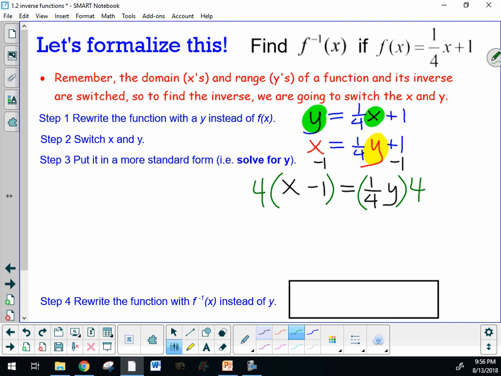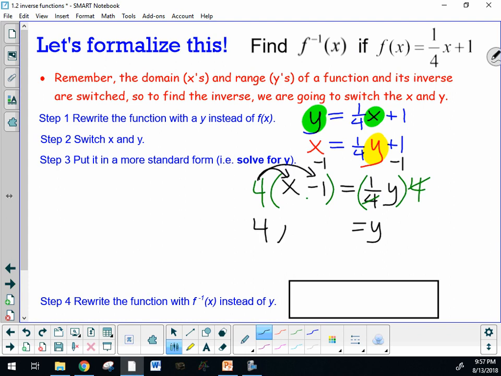Now be careful here, you have to group that x minus 1. We want to multiply this whole side of the function by 4. Not just the x, not just the 1. We want to multiply that whole thing. So when we times by 4, those 4's cancel out. And so we have y equals, and over here we have 4 times x minus 1. Now typically you'd want to just distribute that 4.